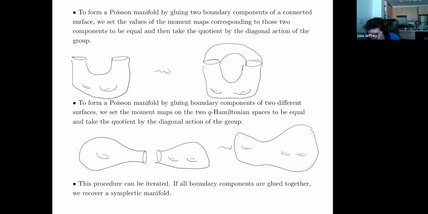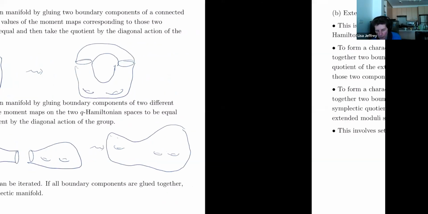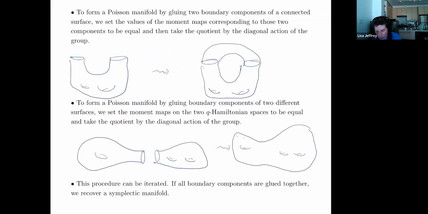To form a Poisson manifold by gluing together boundary components of two different surfaces, we set the moment maps of the two quasi-Hamiltonian spaces to be equal, and then take the quotient by the diagonal action of the group. This procedure can be iterated, and if all the boundary components are glued together, then we recover a symplectic manifold. So this gives an explanation partially where the capping fits in.